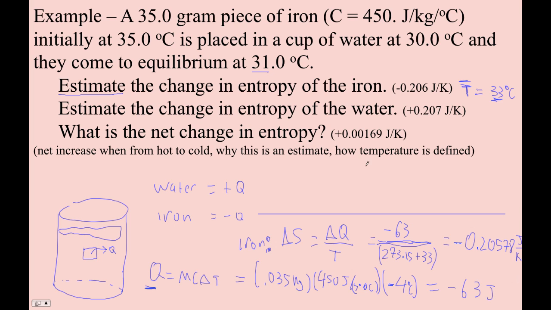Now let's do it for the water. For the water it's the same thing, only Q is positive. The water gains the heat that the iron lost, so we go positive 63 joules. Now the temperature of the water went from 30 to 31, so the average temperature is 30.5.